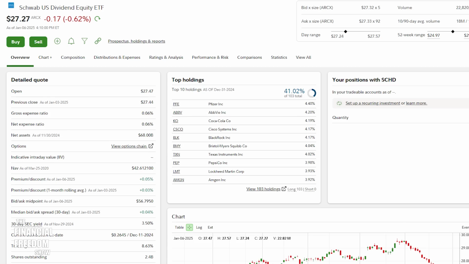The Schwab US Dividend Equity ETF, or SCHD, is one of the most popular exchange-traded funds, or ETFs, for dividend-focused investors. Known for its impressive track record of performance, low expense ratio, and emphasis on high-quality dividend-paying companies, SCHD has become a cornerstone for those seeking both income and long-term growth. In this video, we'll delve into what makes SCHD stand out, its composition, benefits, and potential drawbacks, helping investors determine if it's right for their portfolios.